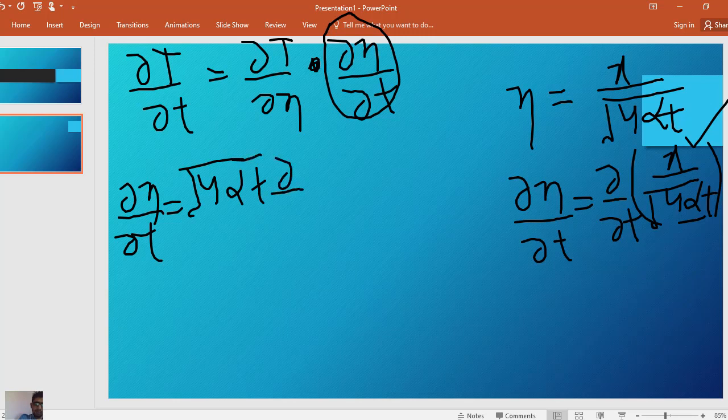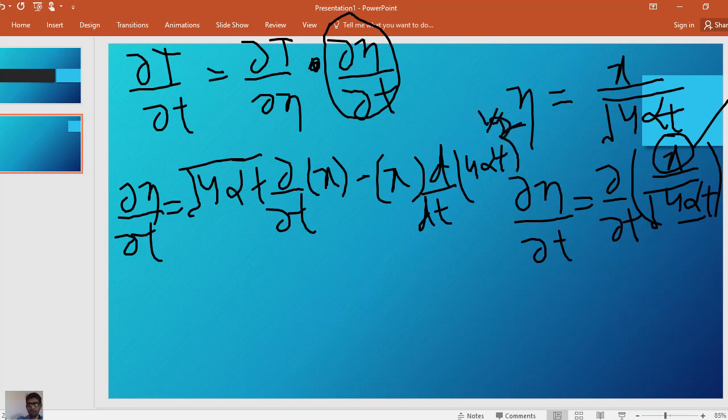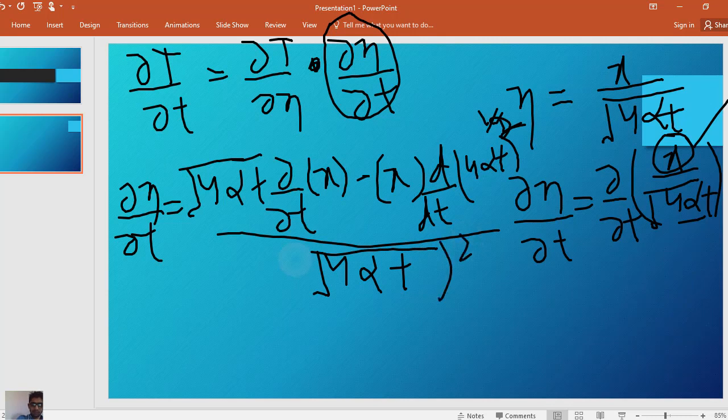times the derivative of the first function, minus the first function times the derivative of the second function, which is 4 alpha time to the power 1 over 2, divided by the second squared. Now this cancels with this, and x does not change with time. The x direction in the semi-infinite solid object does not change with time, so this term is also 0.